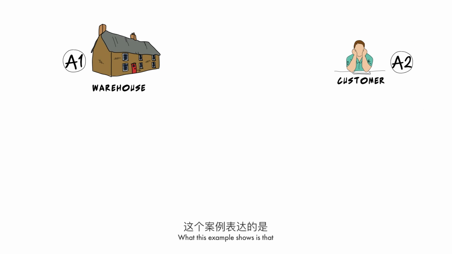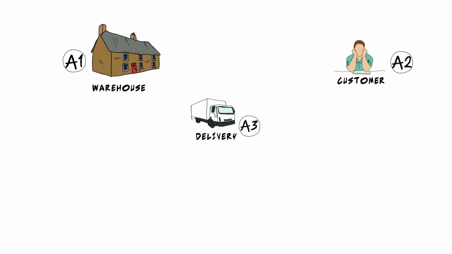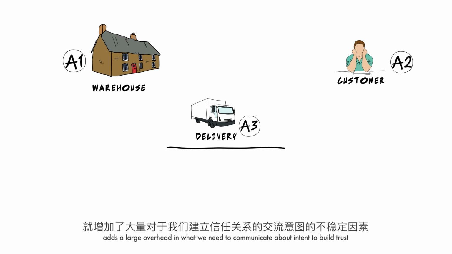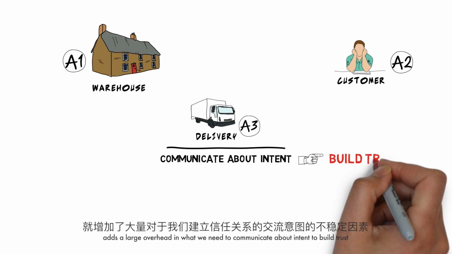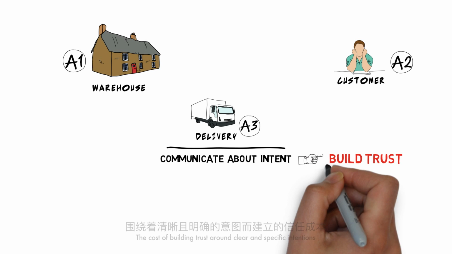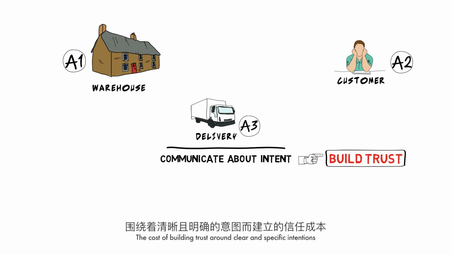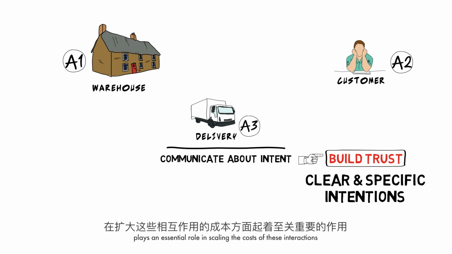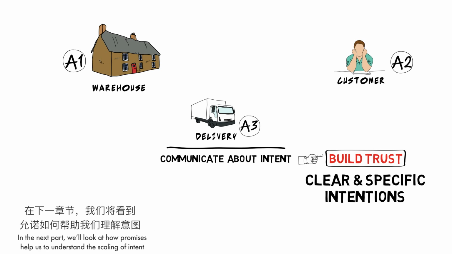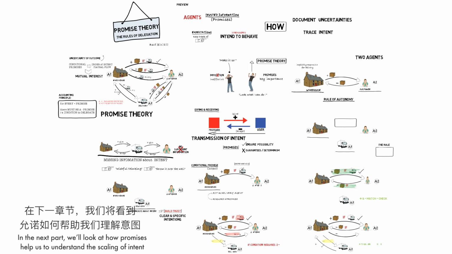What this example shows is that just adding a single new agent in a logistic chain adds a large overhead in what we need to communicate about intent to build trust. The cost of building trust around clear and specific intentions plays an essential role in scaling the costs of these interactions. In the next part, we'll look at how promises help us to understand the scaling of intent to much bigger collaborations.